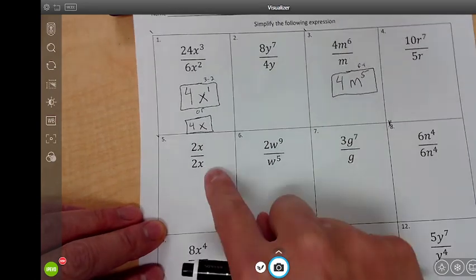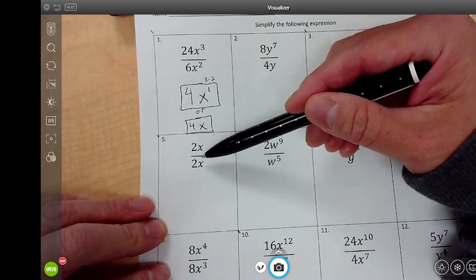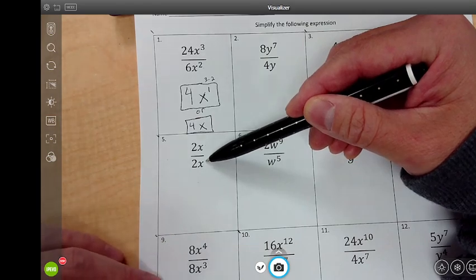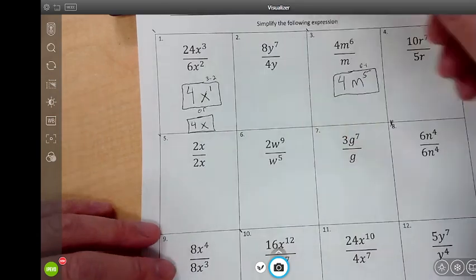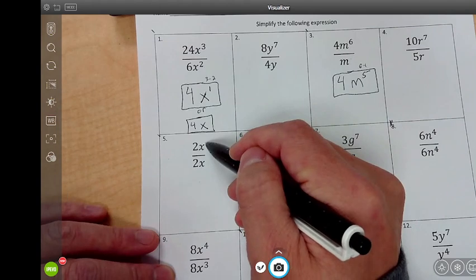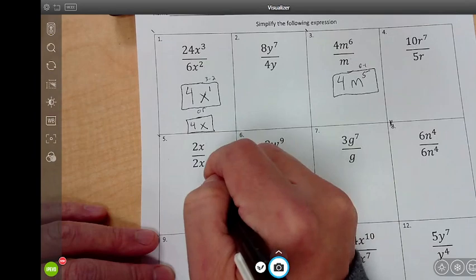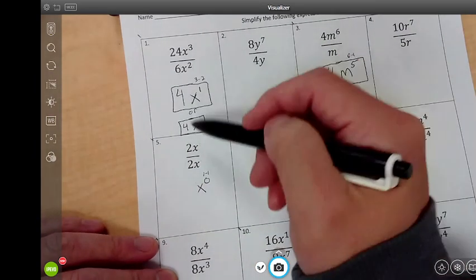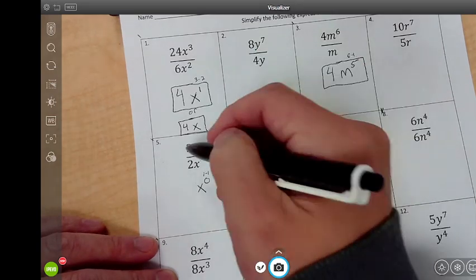Okay, number 2, if you realize that this is something divided by itself, anything divided by itself is going to be 1. Okay, so 2x divided by 2x, our answer should end up being 1. So let's go ahead and apply properties of exponents. Okay, so I have a 1 exponent here and a 1 exponent here. So for the x, 1 minus 1, that's going to be 0. That's a 0 exponent. And then for the coefficients, I have a 2 divided by 2. 2 divided by 2 is 1.